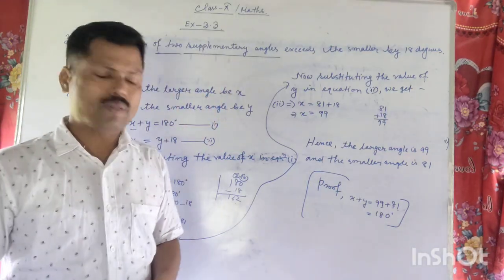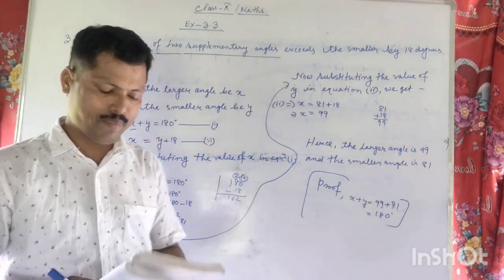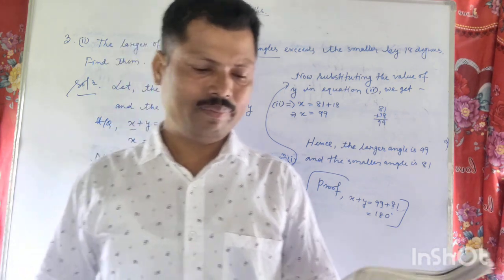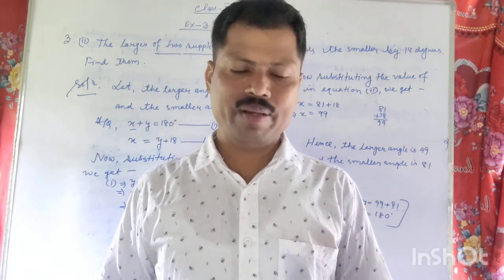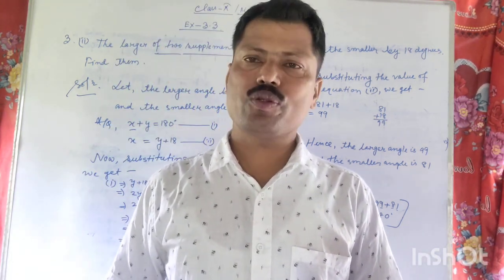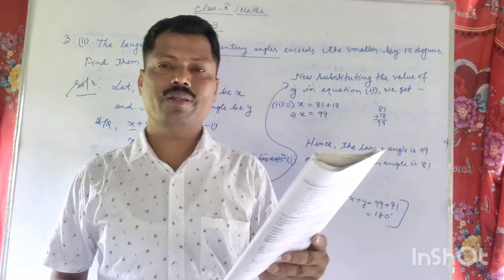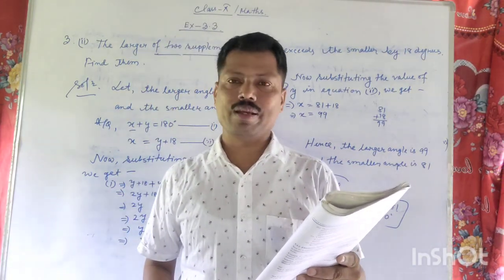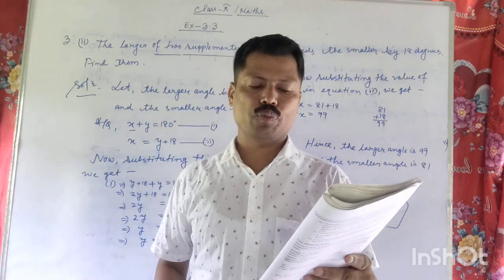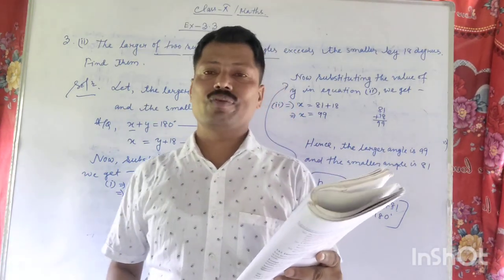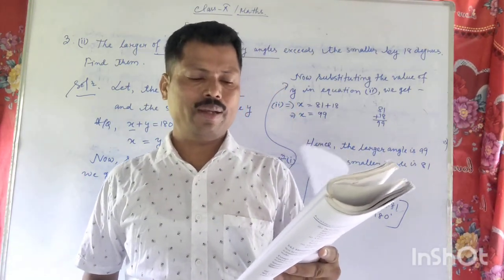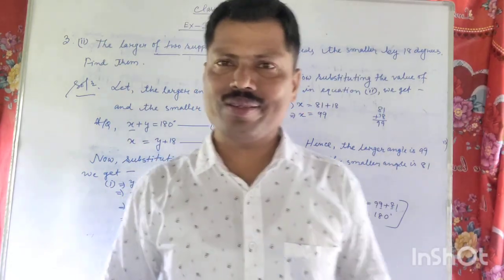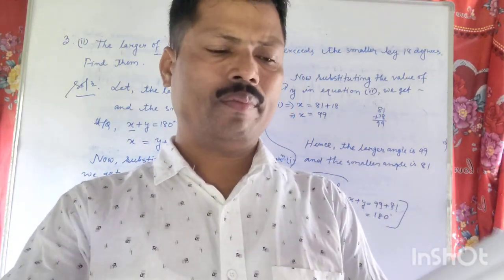Next one, question number 3. Question number 3 given, the coach of a cricket team buys 7 bats and 6 balls for rupees 3,800. Later she buys 3 bats and 5 balls for rupees 1,750. Find the cost of each bat and ball. So let's solve this. Number 3.